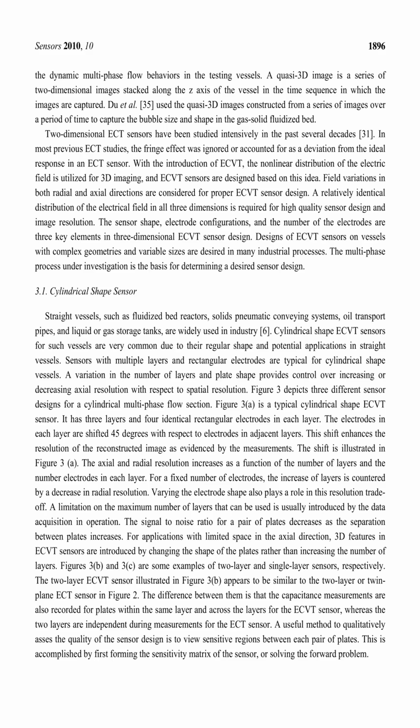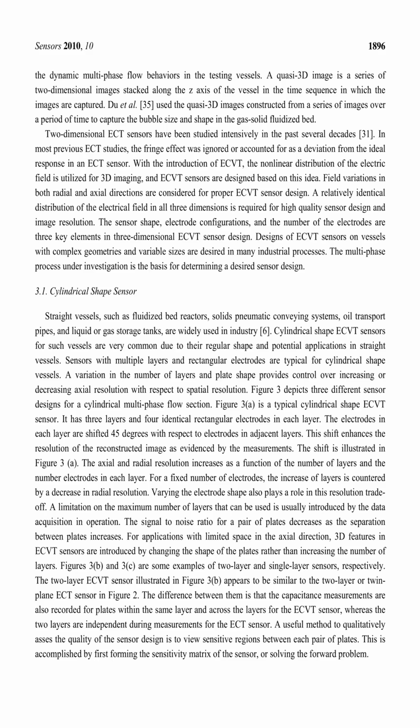A relatively identical distribution of the electrical field in all three dimensions is required for high-quality sensor design and high image resolution. The sensor shape, electrode configurations, and the number of the electrodes are three key elements in three-dimensional ECVT sensor design. Designs of ECVT sensors on vessels with complex geometries and variable sizes are desired in many industrial processes. The multi-phase process under investigation is the basis for determining a desired sensor design.